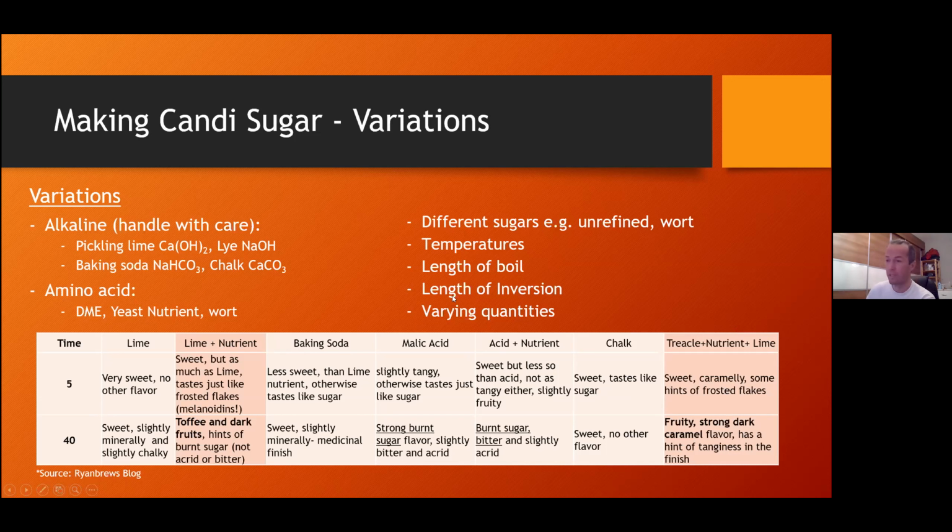The two that we put in color here are the type of things. So the important thing is to increase the pH with an alkaline and definitely add an amino acid, but which those are doesn't really matter.